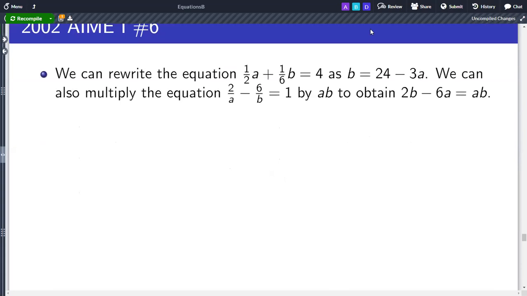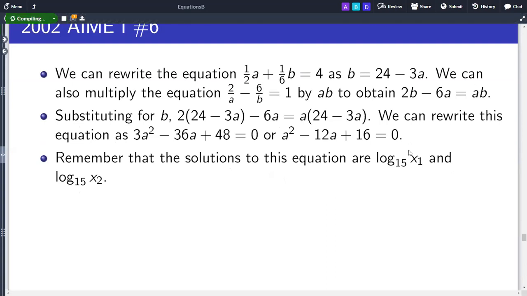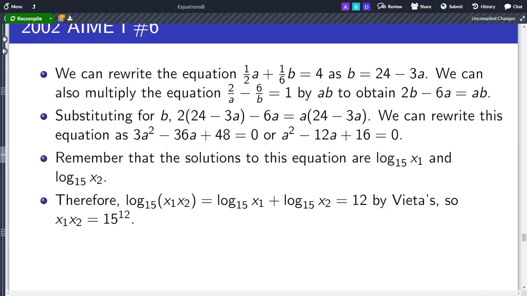After we do that, we get a quadratic with just A. After we simplify, it becomes A squared minus 12A plus 16 equals 0. Remember that the solutions to this equation are actually log base 15 of x1 and log base 15 of x2. In the logarithm they wanted us to calculate, we needed to find x1 times x2. So we can find log of x1 x2.